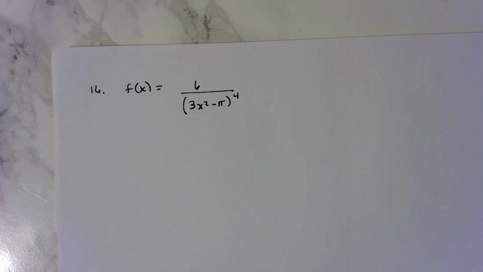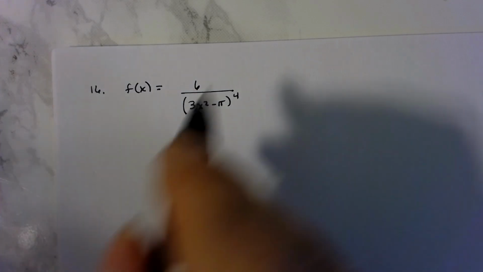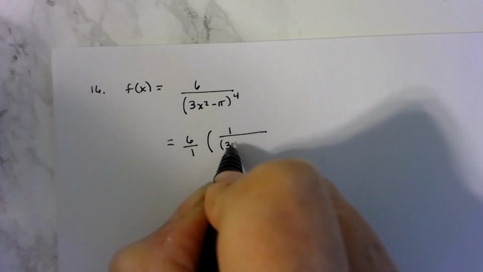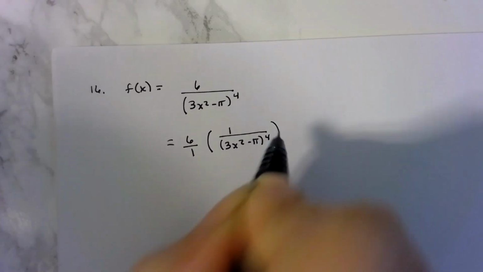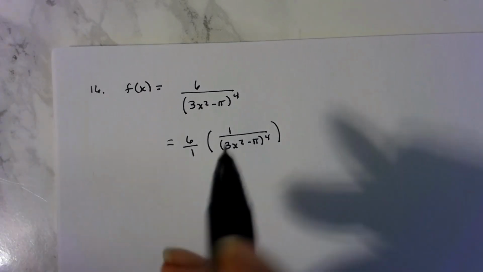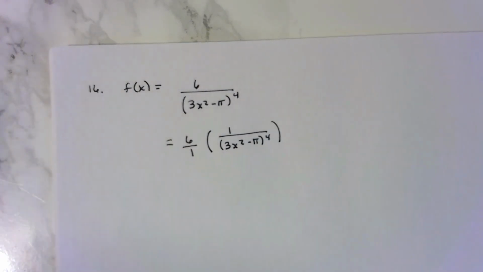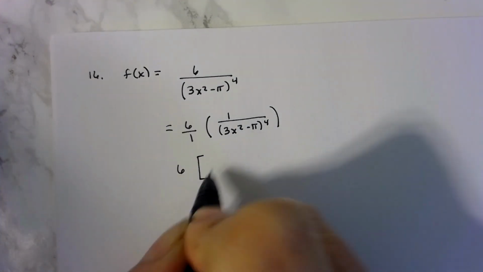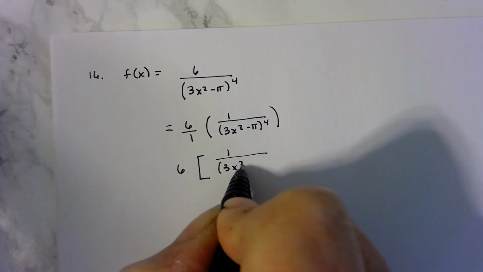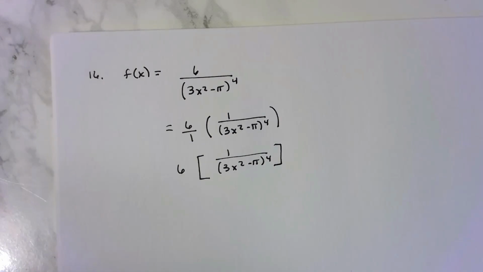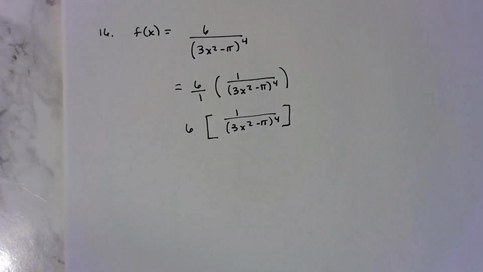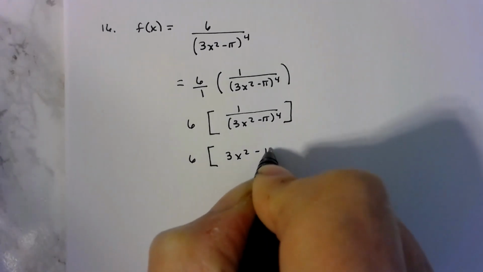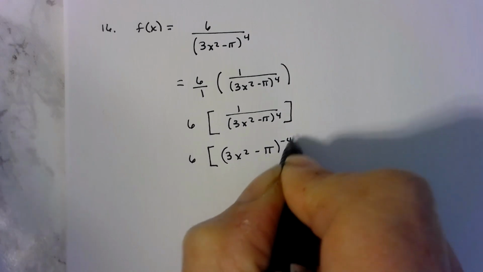Okay, quotient rule again, right? Now here's a trick. This is the same as 6 over 1 times 1 over (3x squared minus pi) to the 4th, isn't it? If I multiply straight across, I'm going to get the same thing back. So if you want to, you can write this as 6 times 1 over (3x squared minus pi) to the 4th. And then, since there's a 1 up here, why not rewrite this some more as (3x squared minus pi) to the negative 4.